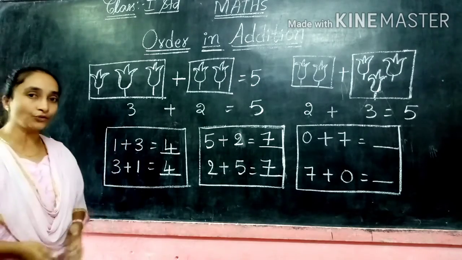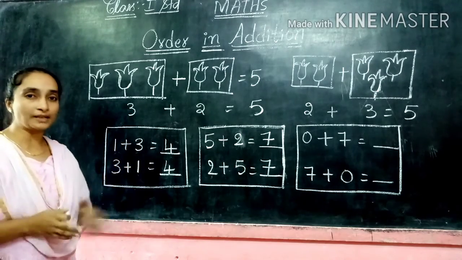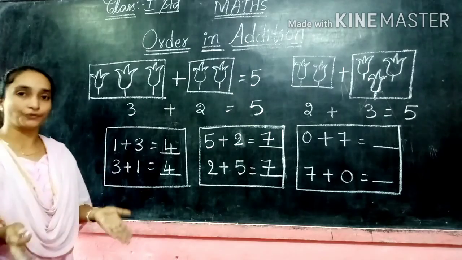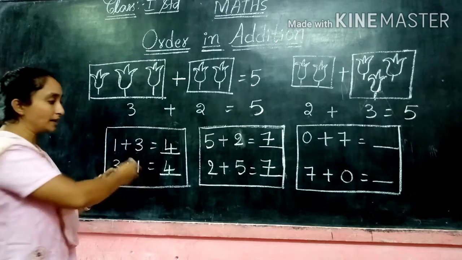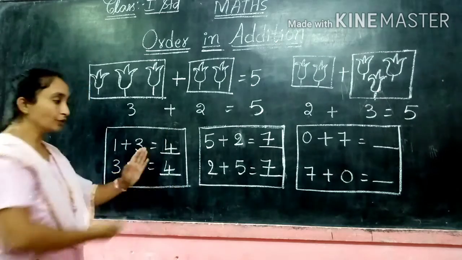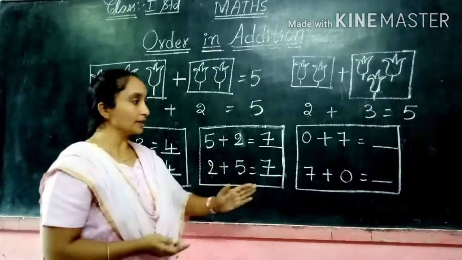1 plus 3 is also 4, and 3 plus 1 is also 4. The answer is the same. If you change the order also, the answer remains the same. 4 and 4. 5 plus 2, 7 and 7.